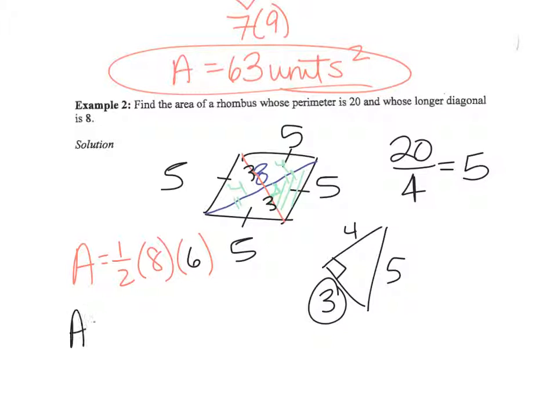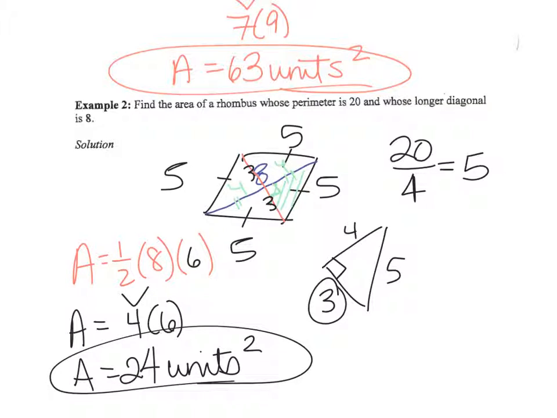So then finally the area is half of 8, which is 4, times 6. Your area is 24 units squared. This actually concludes the notes for section 11.4.